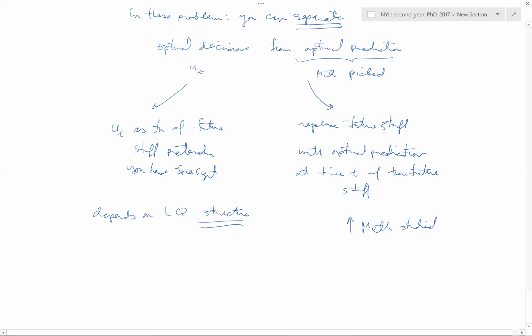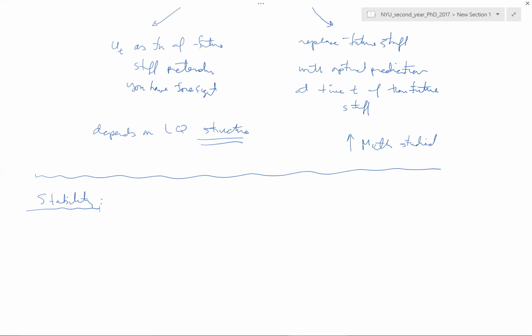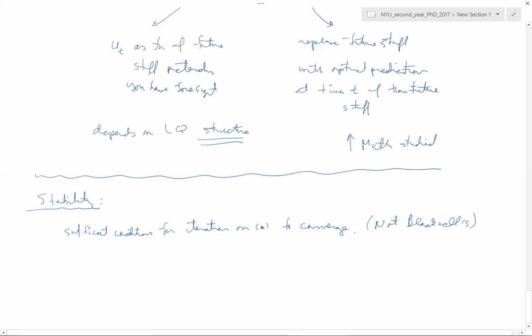So I think I'm going to conclude this with just a little note about stability. You may have wondered why, well, I'll talk a little bit about stability. Remember I told you there were sufficient conditions for that iteration to converge. I said they were there, and I said they were not Blackwell's. And I said they were due to Luenberger and some other people.